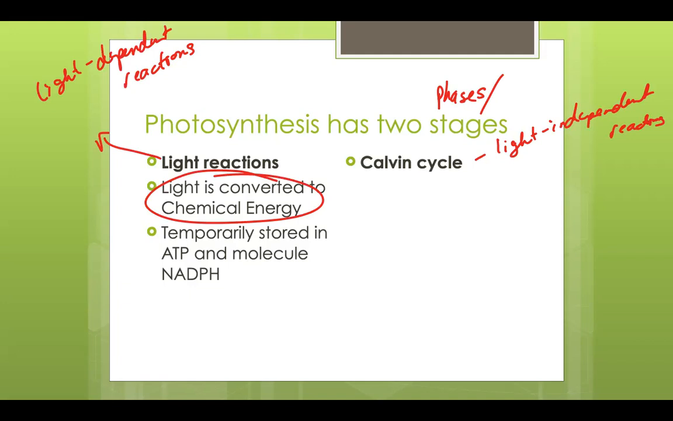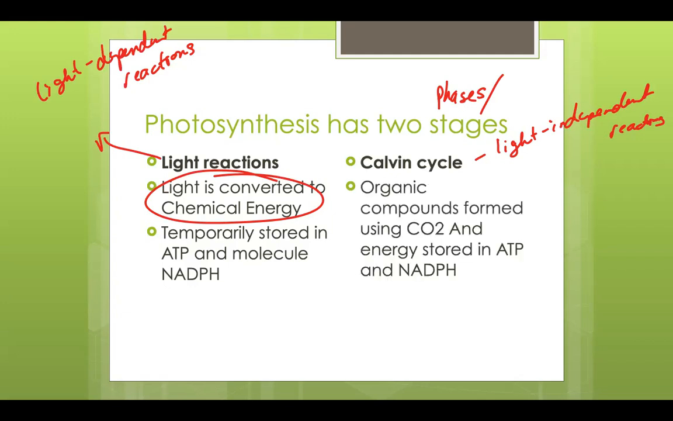Now, the Calvin cycle is the second part, which is where you form organic compounds from CO2. And you do that using the energy from the compounds that you made in the first part of photosynthesis, ATP and NADPH.